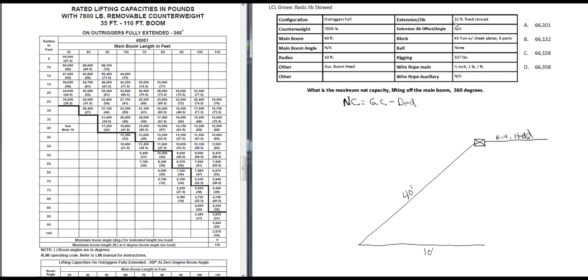Moving over to the last column, we've got a 32-foot fixed jib stowed on the boom. That also is a deduction. I like to use an upside down triangle to represent that. Your artwork doesn't have to be fantastic as long as you can read your own diagram and your own writing. That's all that's important. Jib stowed.